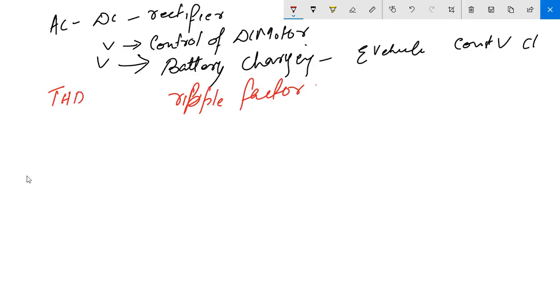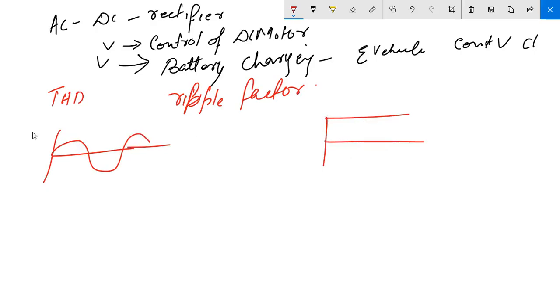So there are two types of waveform which you get. So this is an AC, and there is a DC. This AC is the natural, ideal AC wave. This is the ideal DC.